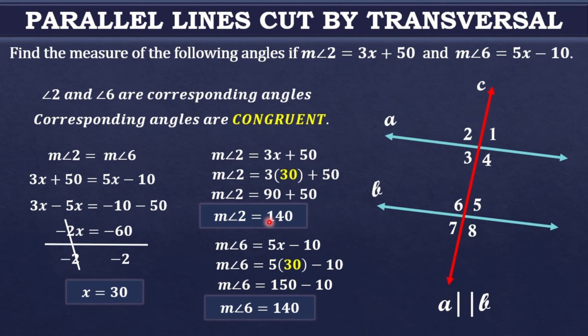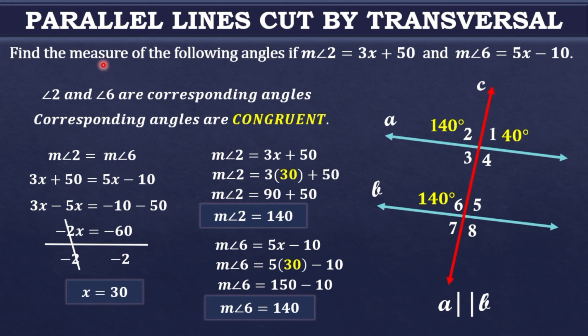Or the measure of angle 2 is equal to the measure of angle 6. So they are congruent. So therefore, this is 140 degrees and this is also 140 degrees. Next, paano natin makukuha yung ibang measures ng angle? So since nakuha na natin itong dalawa, makukuha na natin lahat.